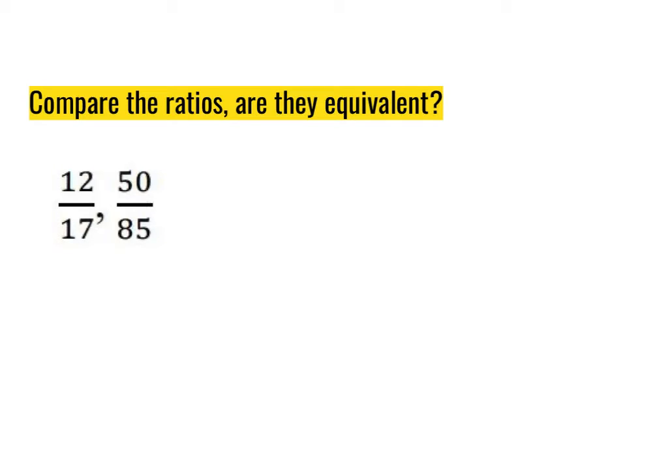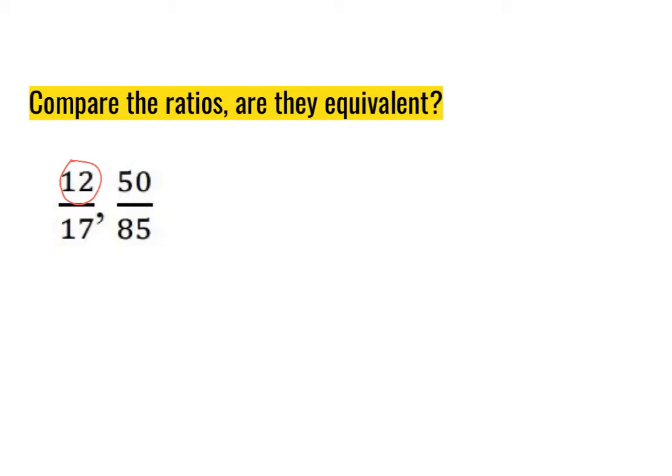So again, I want to compare the ratios and determine if they are equivalent or not. In order to be equivalent, we must be able to multiply the top number and the bottom number, numerator and denominator, by the same number. So if I look at my numerator, for my first equation, it's 12. 12 multiplied by what number can give me 50? Well, I'm not really sure. There is no whole number that can give me 50.